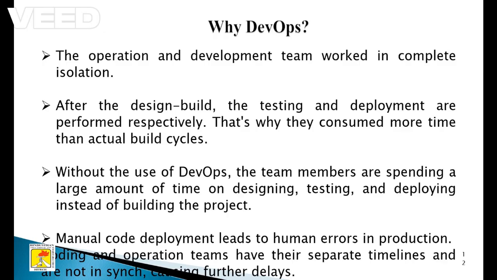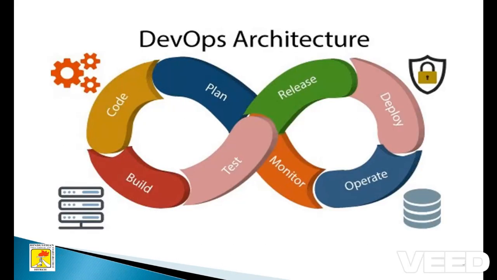Without the use of DevOps, the team members are spending a large amount of time on designing, testing, and deploying instead of building the project. Here, the manual code development and deployment leads to human errors in production. So, holding operations and development on separate timelines is not used as a synchronized process because it causes further delays. So, we are using the DevOps process.